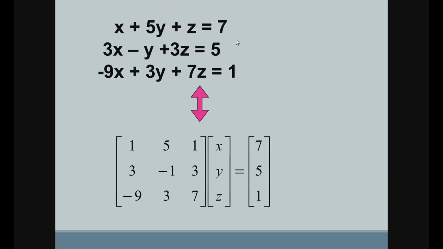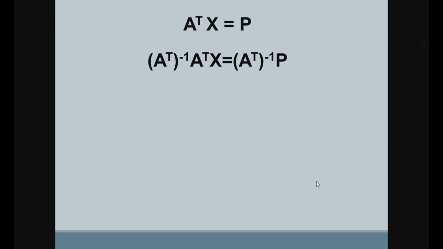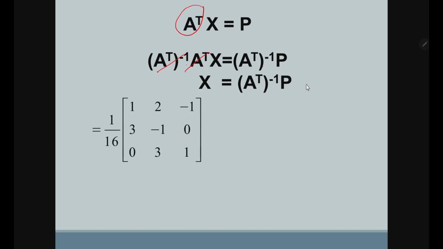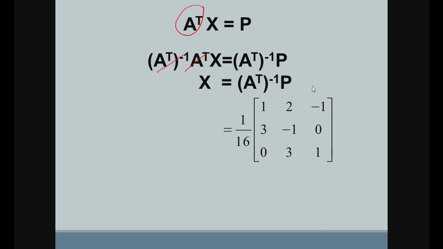Then we need to solve the system of equations in the form of AX equal to B. So for this one, A transpose times X equal to P, and then we multiply with the inverse of the transpose for the left hand side and the right hand side. Okay, we can get X equal to A transpose inverse times P. So just now we get the inverse of the transpose of A.